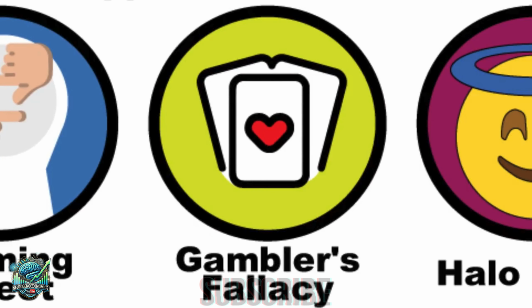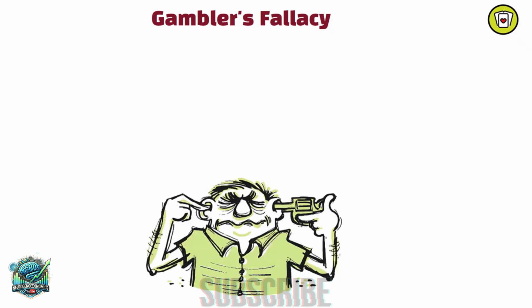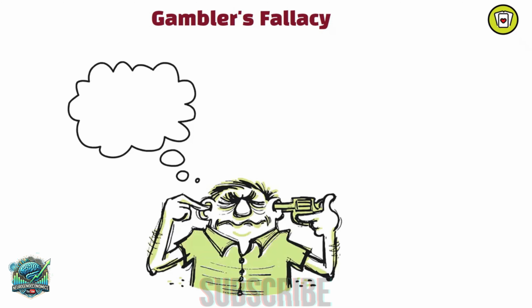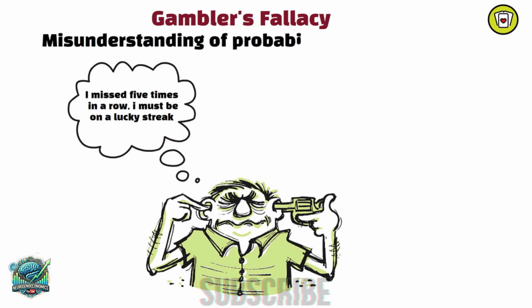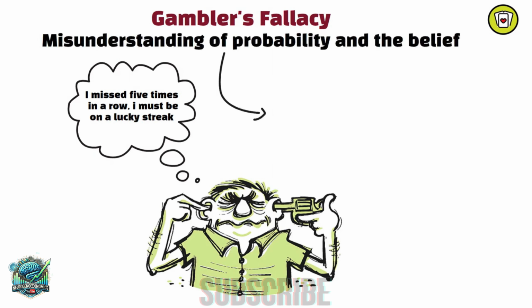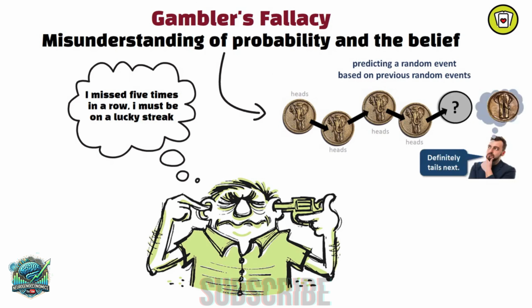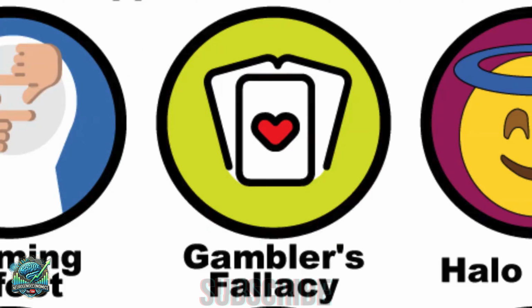Gambler's fallacy. The gambler's fallacy is the mistaken belief that if a particular event or outcome has occurred more frequently than expected in the past, it is less likely to occur in the future, or vice versa. This fallacy stems from a misunderstanding of probability and the belief that future events are influenced by past events in a random process.